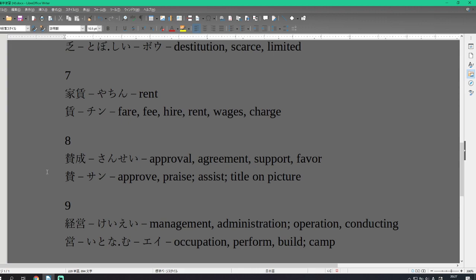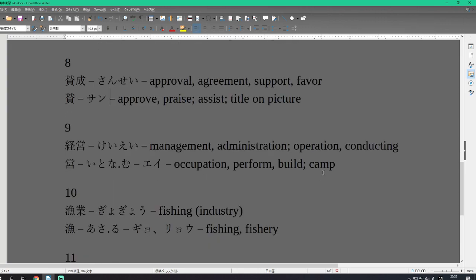Sansei no san. Sansei is agreement or approval as well, with becoming an approval. Sansei no san: we have approval, agreement, or support. Sansei, approval, agreement, or support.